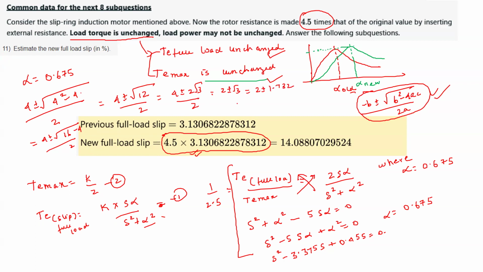So you have 3.732 and the other one. So maybe this one is your right option. We should not... No, 2 minus 1.7, because what we are calculating is the full load slip, it should be less than alpha. Yes, yes.